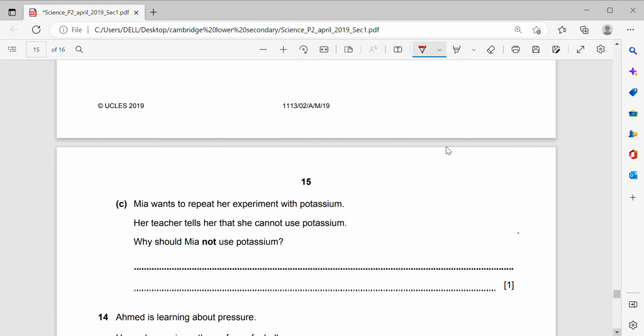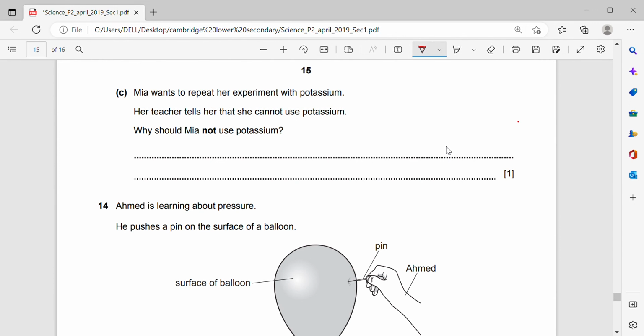Mia wants to repeat her experiment with potassium. Her teacher tells her that she cannot use potassium. Why should Mia not use potassium? ليه البوتاسيوم it's not safe to use it ليه؟ Remember قلنا قبل كده إن potassium is on the top of the reactivity series. يعني البوتاسيوم is very reactive. Potassium is very reactive. So it is not safe to use the potassium. ليه؟ It might burst into flames.